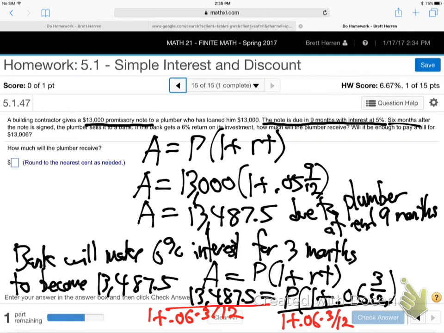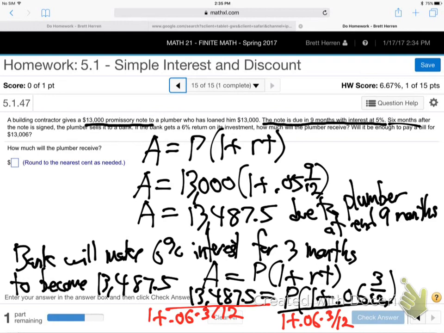What are we doing with the 6 months? Because it says 6 months after the note is signed. Yeah, we're going from 6 months to 9 months. That's why it's a 3-month hold for the bank. That's why I'm using the 3/12. Give me an answer first. Let's type it in. I want to make sure I've got everything right. So somebody have an answer on their calculator?